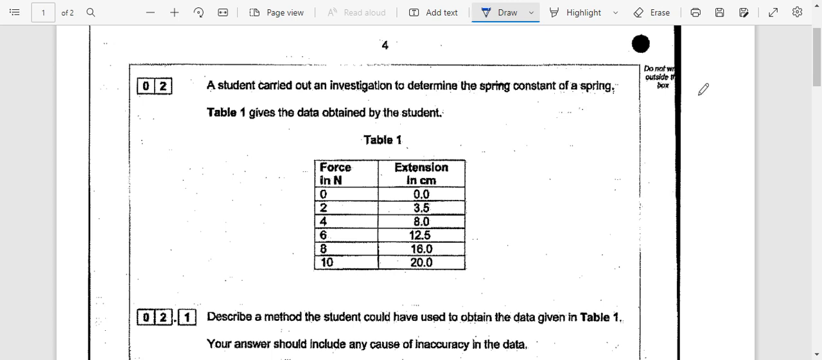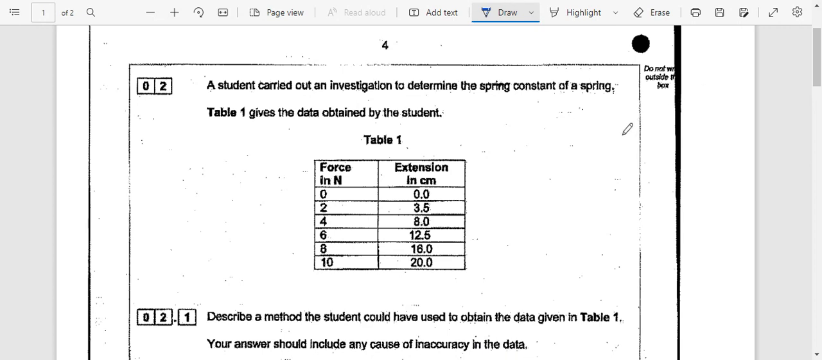This question says, a student carried out an investigation to determine the spring constant of a spring. Table 1 gives the data obtained by the student. Describe a method the student could have used to obtain the data given in Table 1. Your answer should include any cause of inaccuracy in the data.